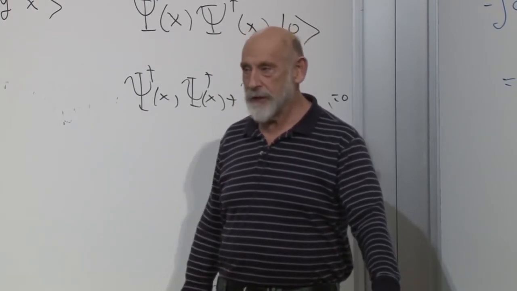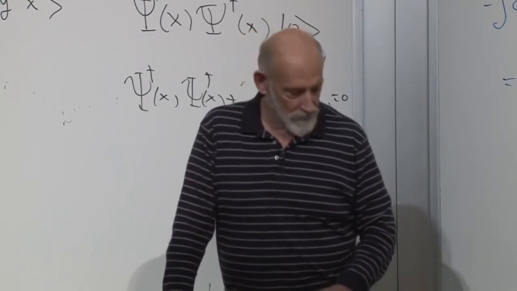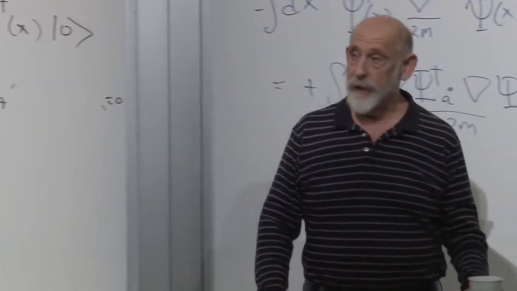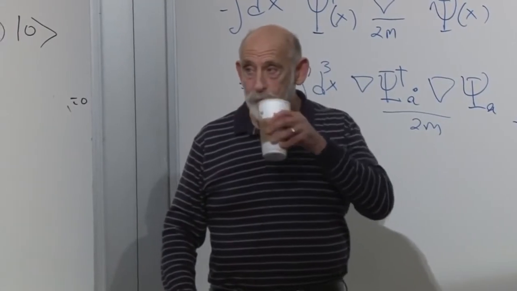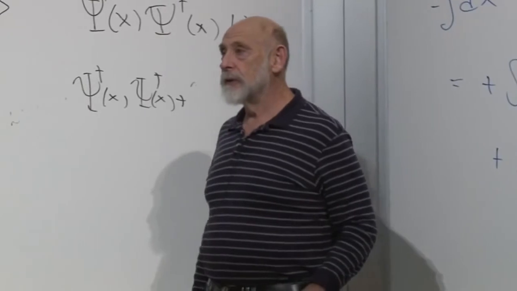A 0 state is nothing. But I'm just curious. That operator squared, essentially, right? Psi dagger squared. Yeah. If you have an operator squared, does that mean the operator is 0? No, it means the operator squared is 0.